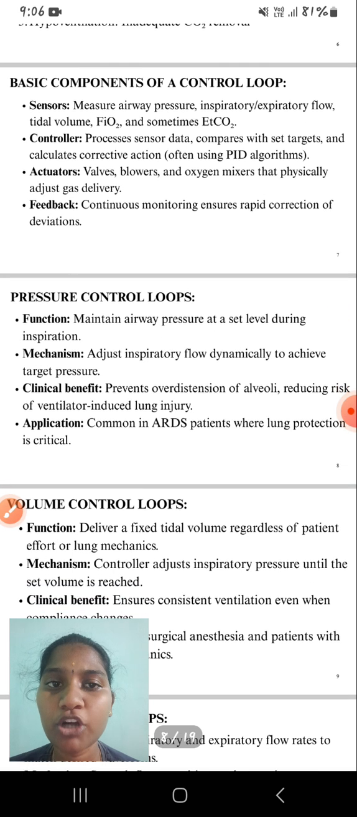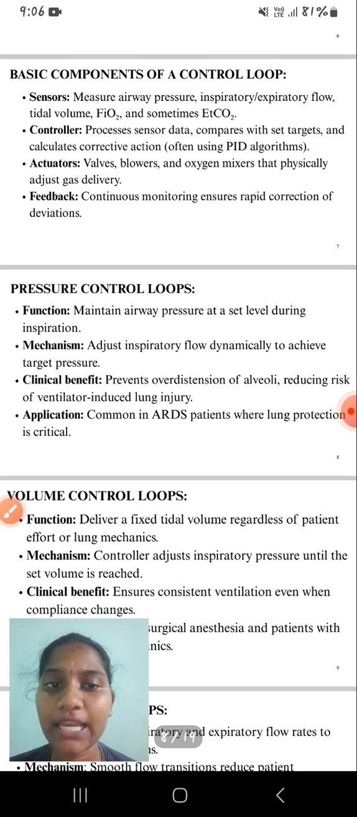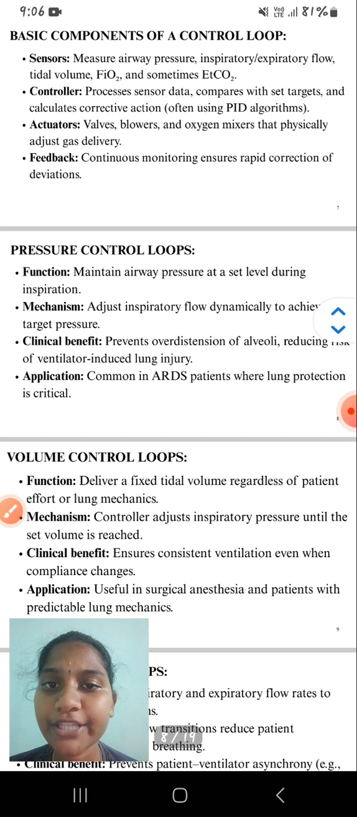Basic components of a control loop: Sensor, measures airway pressure, inspiratory and expiratory flow, tidal volume, FiO2, and sometimes EtCO2. Controller, processes sensor data, compares it with set targets, and calculates corrective action, often using a PID algorithm. Actuator, valves, blowers, and oxygen mixer that physically adjust gas delivery. Feedback, continuous monitoring ensures rapid correction of deviation.